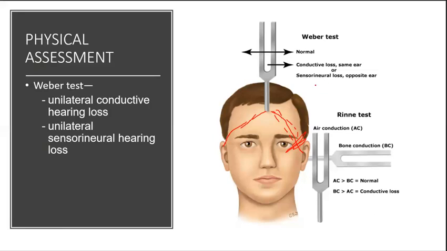So with a sensorineural loss, the sound will be heard better in the opposite ear, in the good ear. While with a conductive loss, the sound will be heard more in the bad ear or the same ear.